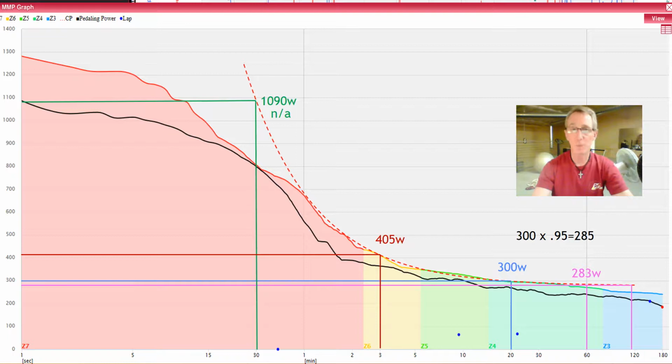Now, as discussed in a previous segment, the popular method to determine FTP is to do a maximal 20-minute effort and take 95% of that power as your 60-minute threshold power or anaerobic threshold. And there's sound statistical analysis based on a ton of data to support this concept. And for a lot of athletes, this will provide good usable data.